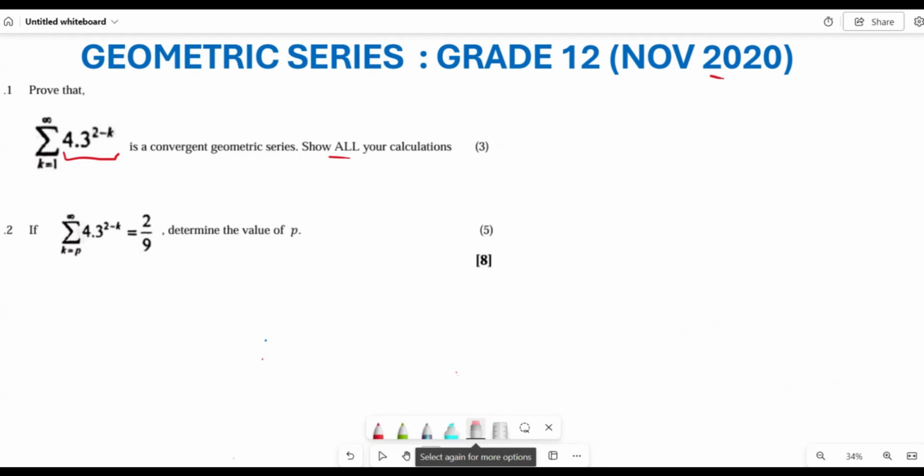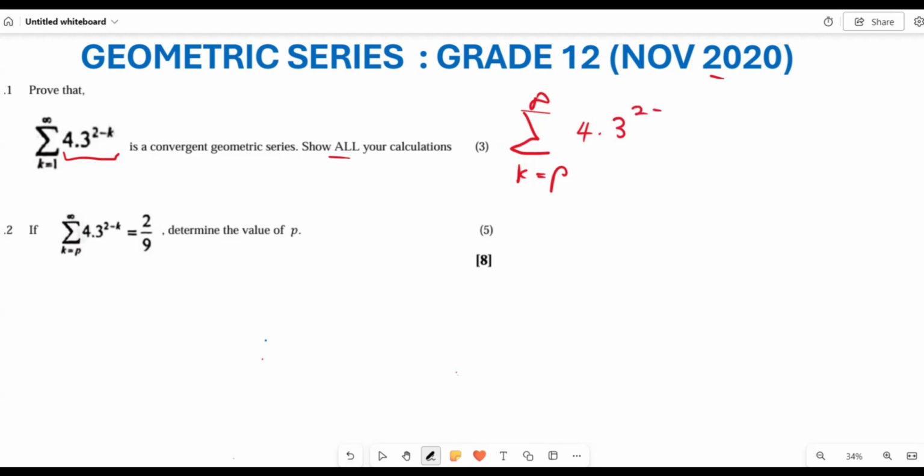Now, in number 2, we almost have the same thing, right? Here, what is it that you're having? We are given that we are still having a sum to infinity. Let me write the sum nicely, right? This is the sum. I think this is probably much better. This is k equals p, going to infinity, of 4 multiplied by 3 to the power of 2 subtract k. Now, they are saying this is equal to 2 over 9.